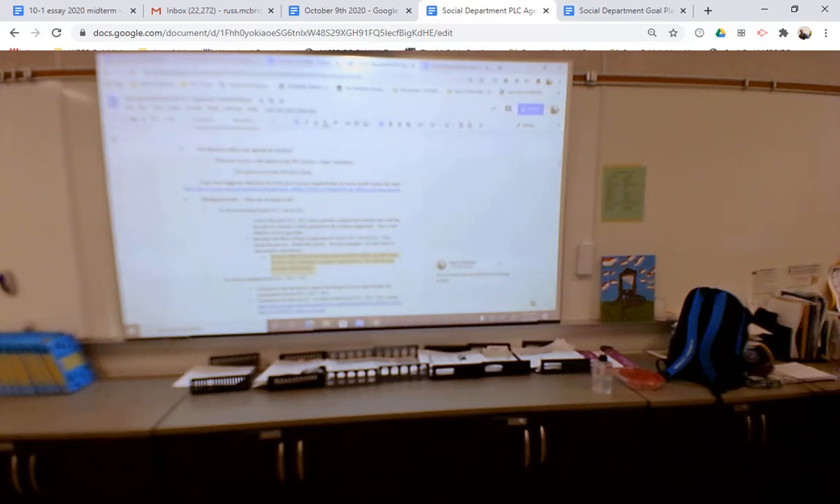Because that's what kids always want to know. How many words, how many pages, what do I write and when do I write it? We want to make sure that there's a document that we have that says this is what your introduction looks like.